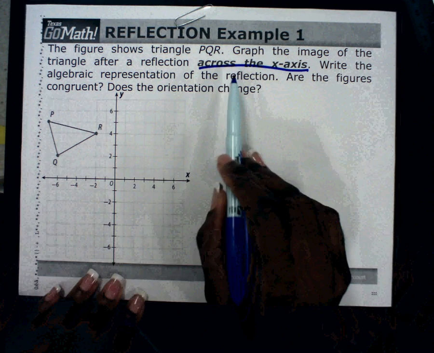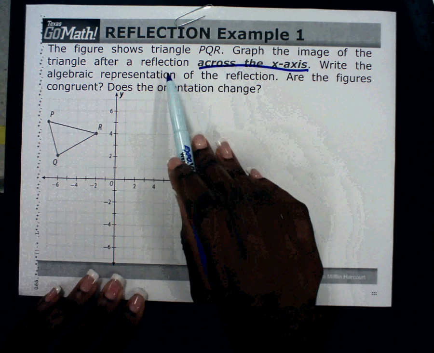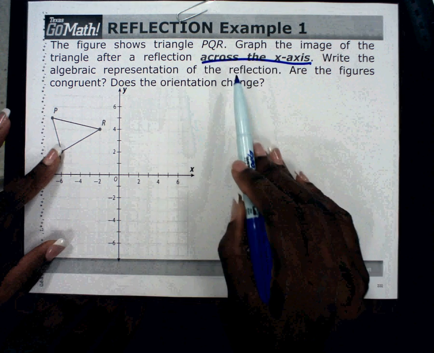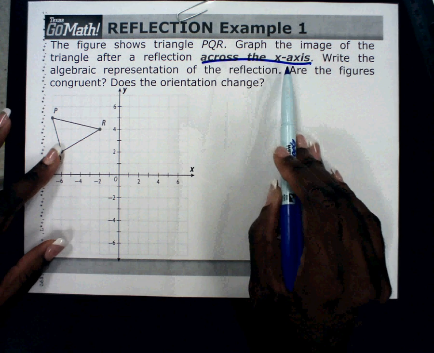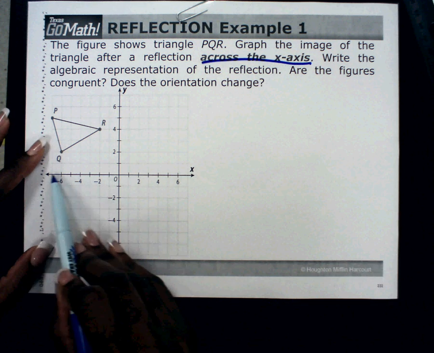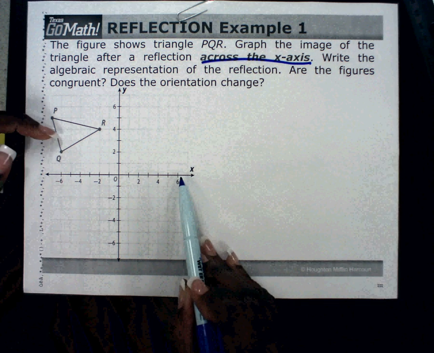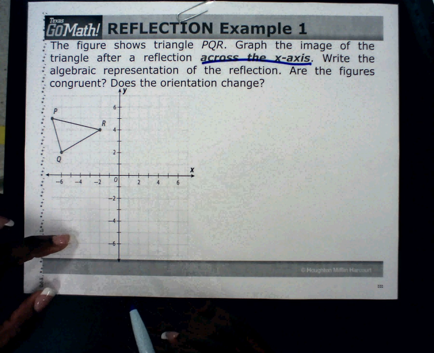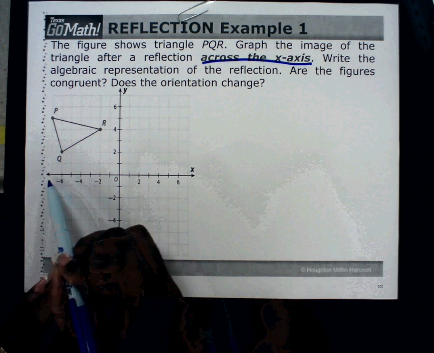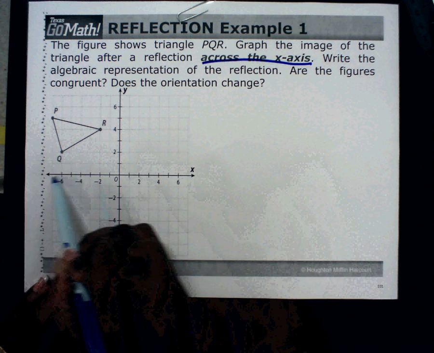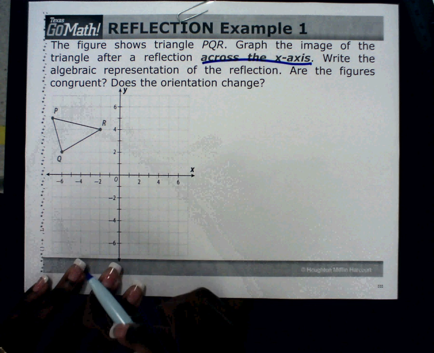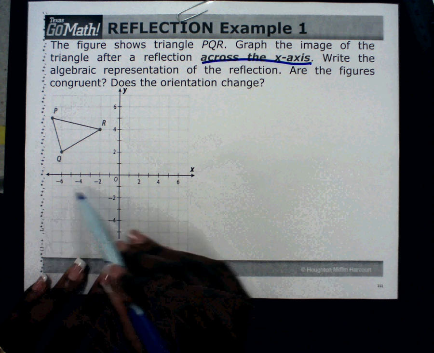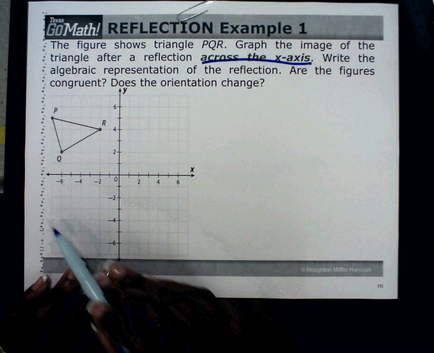Let's first determine, if we are going to reflect this triangle across the x-axis, that means we have the x-axis here, and it's going to go from this side of the x-axis to this side of the x-axis. Okay, and so this is the line of reflection that we will reflect this figure across. So we know that the figure will end up in quadrant 3.